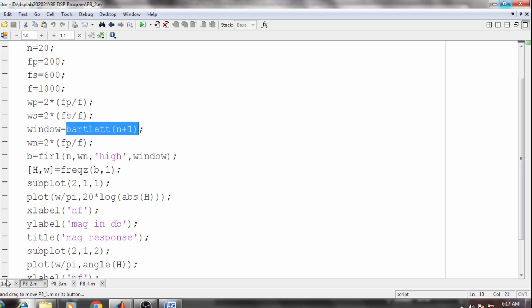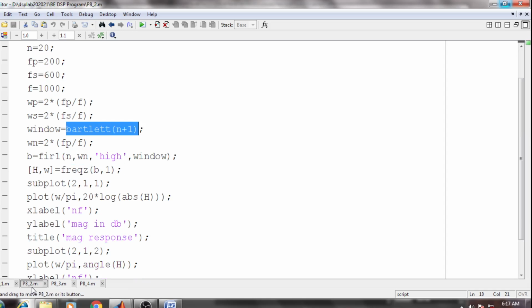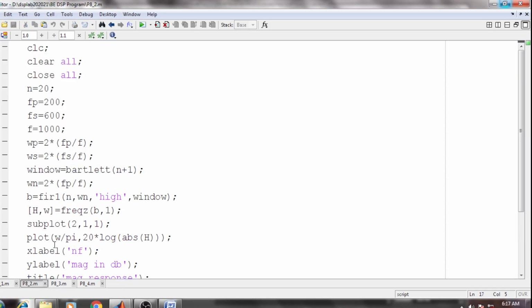See, if I switch the whole program from the first to the second one, the only change in the program is the function. Very simple, not much difficult.